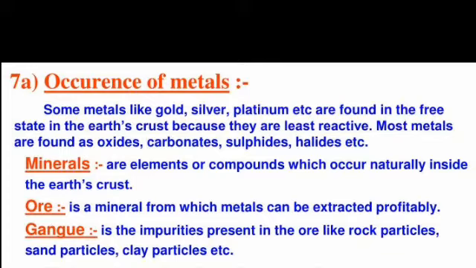There are minerals. What are minerals? These are the elements or compounds which occur naturally inside the Earth's crust, or it is a mineral from which the metals can be extracted profitably. Gangue is an impurity that is present in the ore, like rock particles, sand particles, clay particles, etc. that are obtained after extraction.